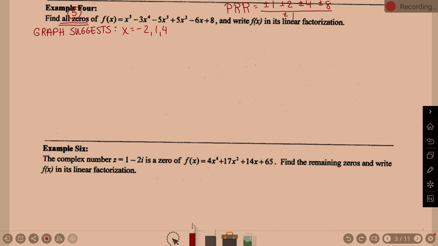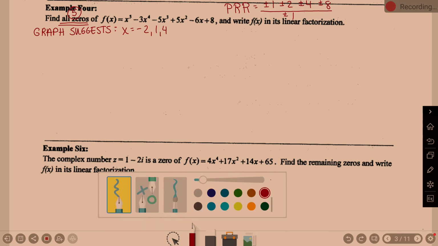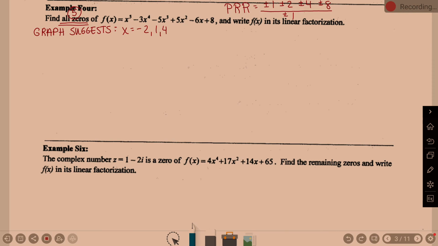Okay, so what do we do? Pick one of these numbers and start, yes? Does it matter which one you start with? Nope, doesn't matter. So I'm just going to go with -2. So -2 goes in the box. And you've got our row of numbers next to the box, yes? Which are my coefficients in order. Make sure you have placeholders if necessary. So I see 1, -3, -5, +5, -6, and 8.